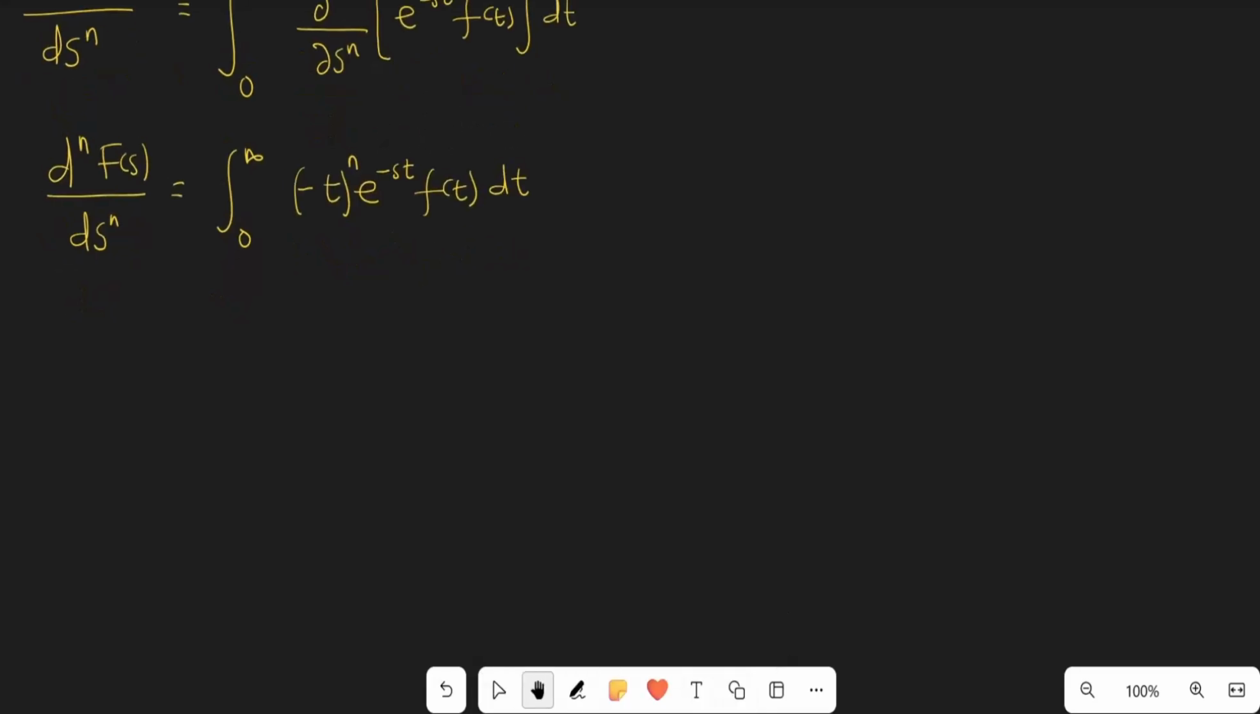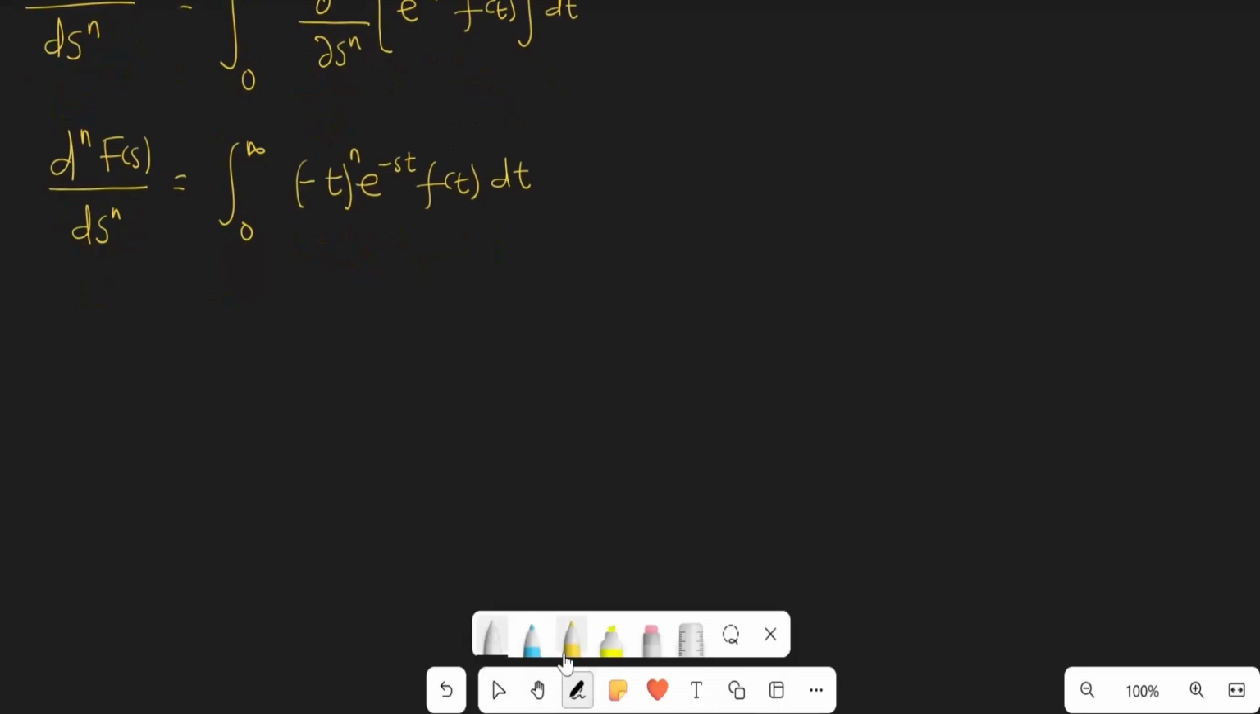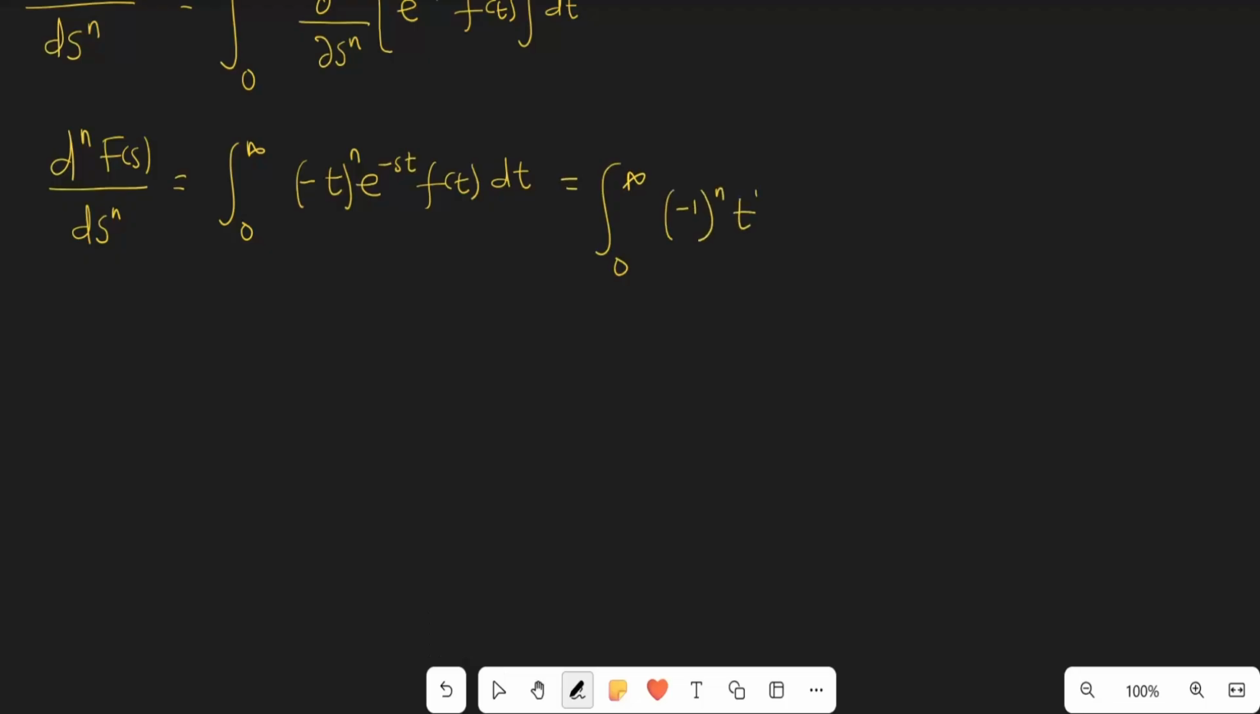Alright, cool. So now let's apply some laws of indices inside here. This is equal to the integral from 0 to infinity of negative 1 raised to the power n, t raised to the power n, and then e raised to the power negative st times f of t dt. Now you see that we have gotten t raised to the power n, which we can multiply with our function.